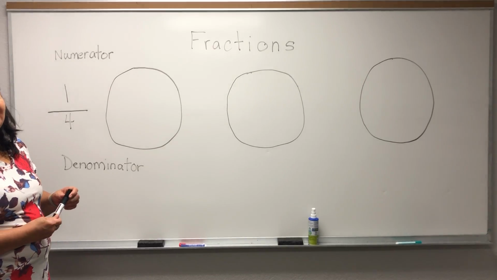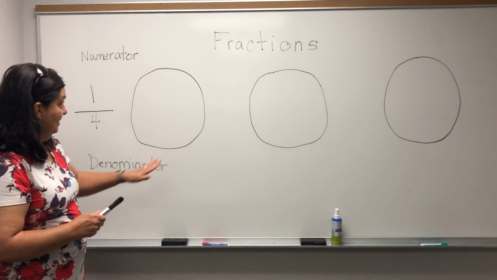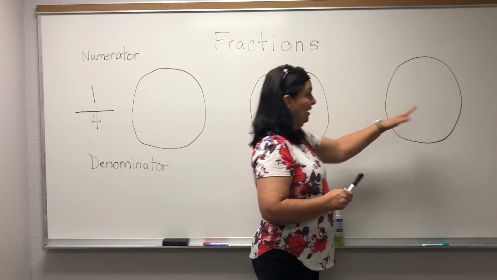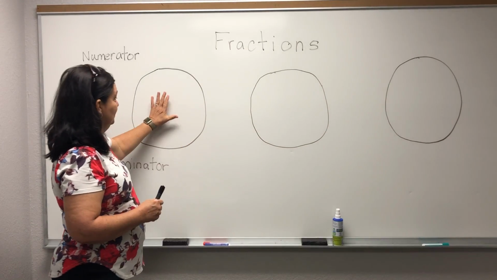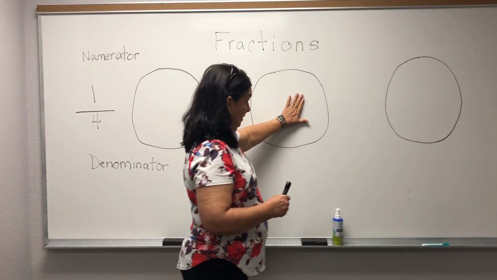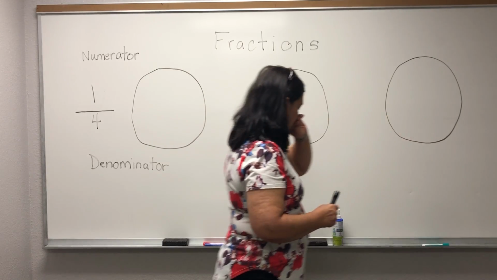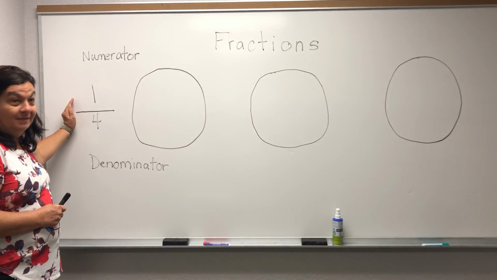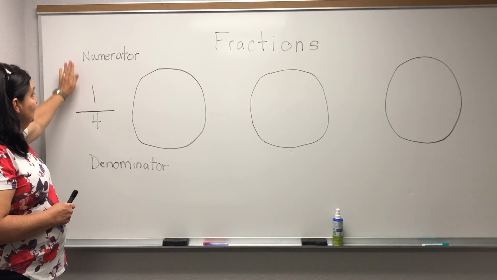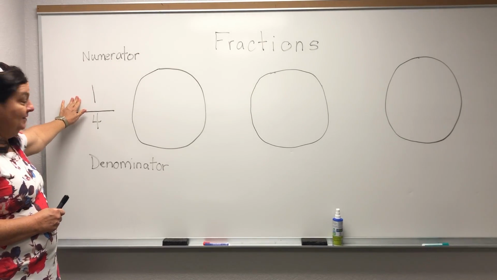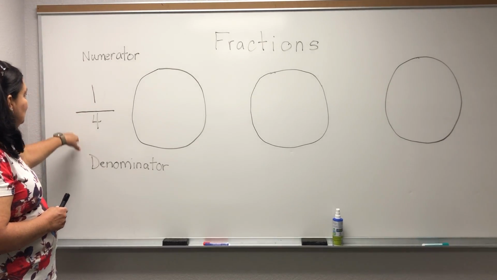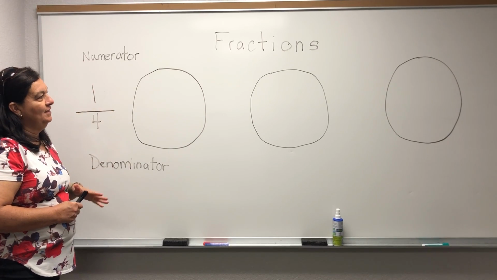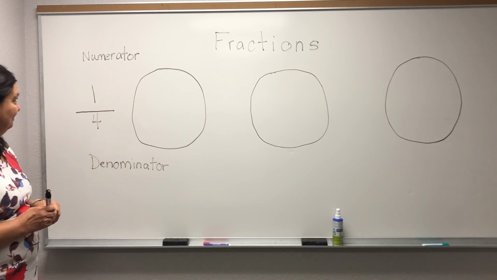Okay, today we are talking about fractions. And as you can see, I have 3 circles here. And a fraction is defined as a part of a whole. So these are our whole circles. When we talk about a fraction, it has 2 parts. It has the numerator, which is our top number, and it has the denominator, which is our bottom number. Now a little while later, I'm going to tell you how those fit into fractions.